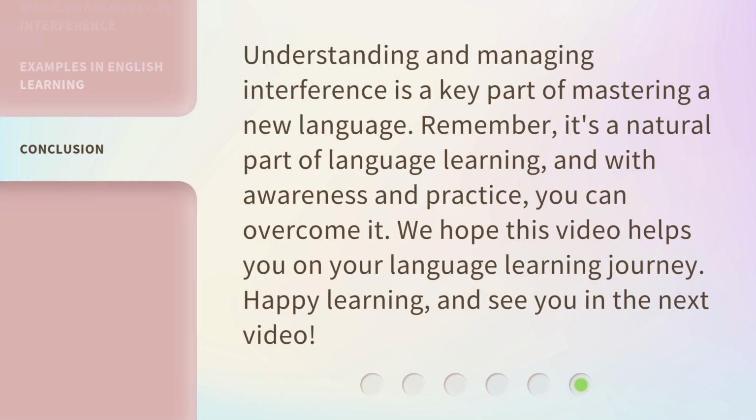Understanding and managing interference is a key part of mastering a new language. Remember, it's a natural part of language learning, and with awareness and practice, you can overcome it.